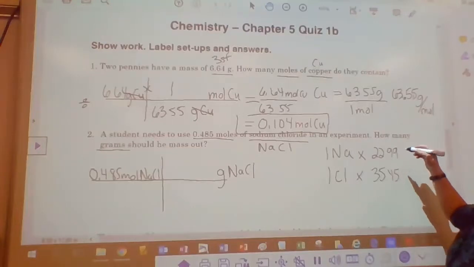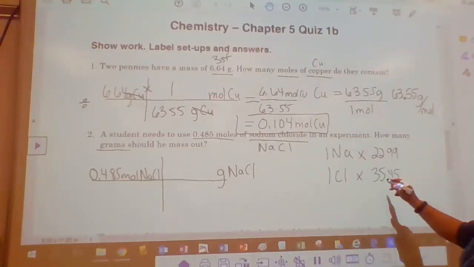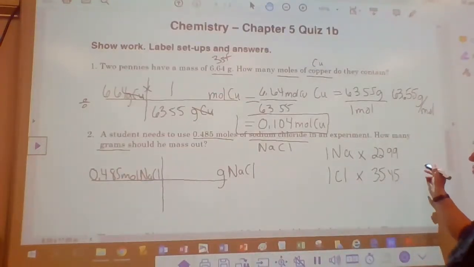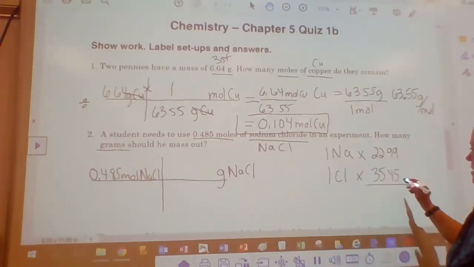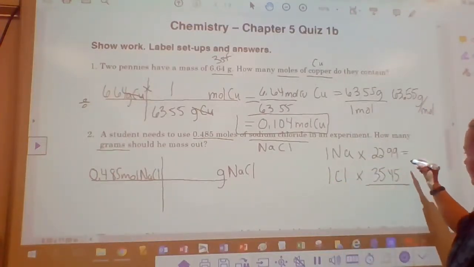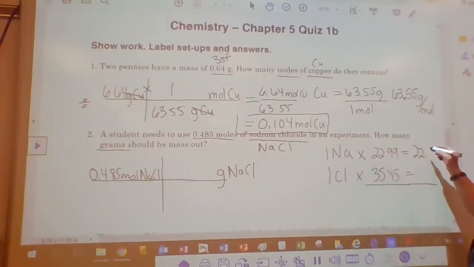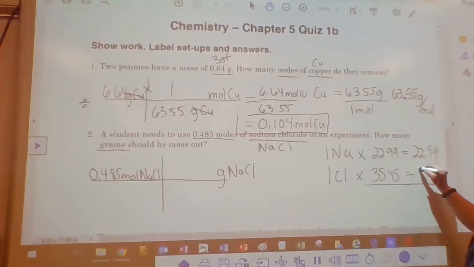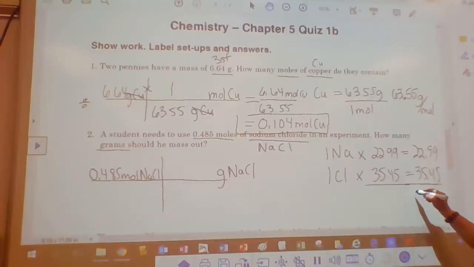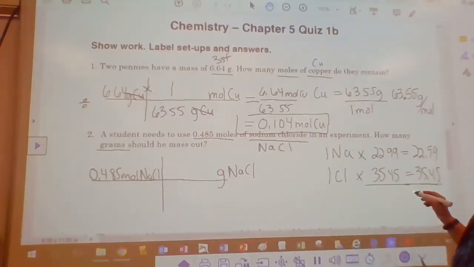35.45. Now remember, that's 22.99 grams in 1 mole. That's 35.45 grams in 1 mole of chlorine. Since these are 1 times 1, I'll do this out over here just so you know. I'm multiplying 1 times my molar mass. If these numbers were different, we would multiply them out differently. So draw a line, you're going to add them up, and it should come up with 58.44 grams per mole.